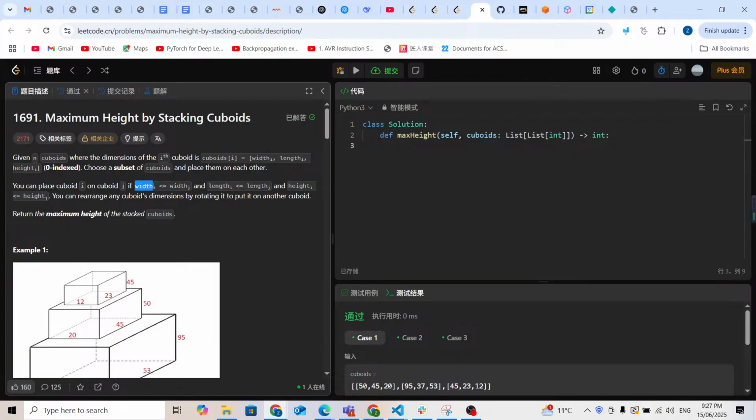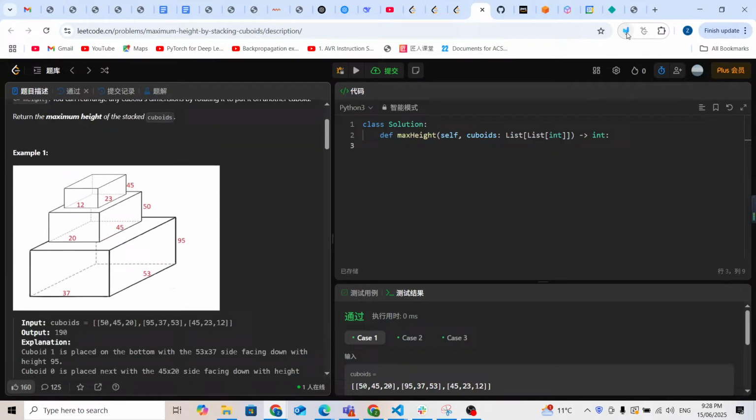Width i has to be less than or equal to width j, and length i less than or equal to length j, and height i less than or equal to height j. So we can rearrange any cuboid's dimensions by rotating it to put it on another cuboid. This means we can rotate it.